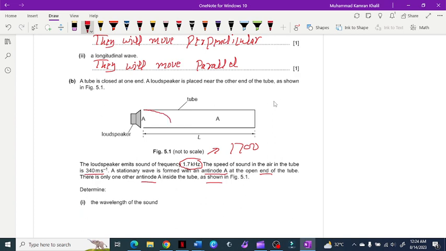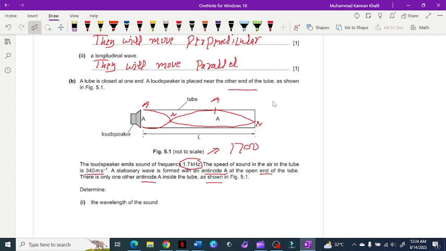So what can be the diagram of this? It is 1 by quarter of the wave, and then another half wave will be at this point. So this is the node, then again this is the node, and this is the antinode.